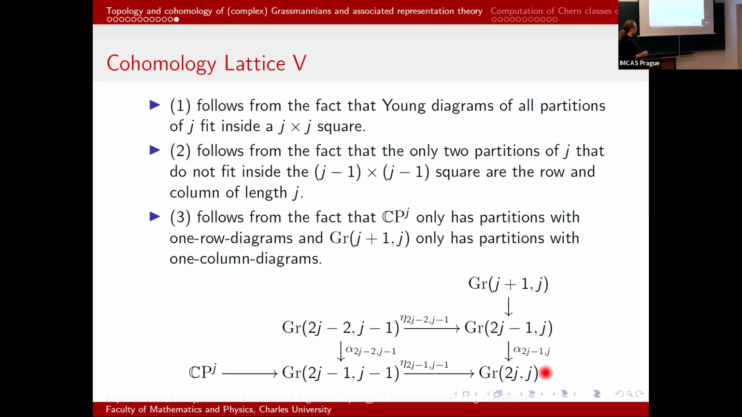So if we take the Grassmannian 2J,J and consider all the maps from Gr J plus 1,J, the composition of all of these maps into Gr 2J,J, then the induced projection, if we go up in cohomology, is just a projection onto the partition which is the row of length J. I'm sorry, the column of length J. Conversely, if we consider all the inclusions of the projective space CPJ inside Gr 2J,J, then the composition in cohomology in the other direction induces a projection onto the partition whose Young diagram is the row of length J.